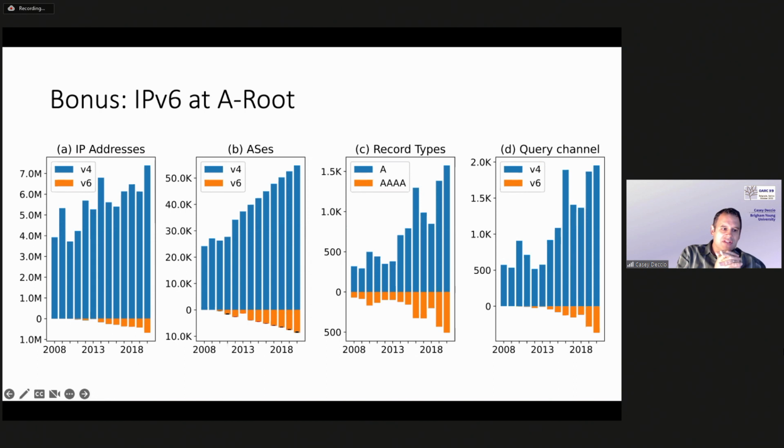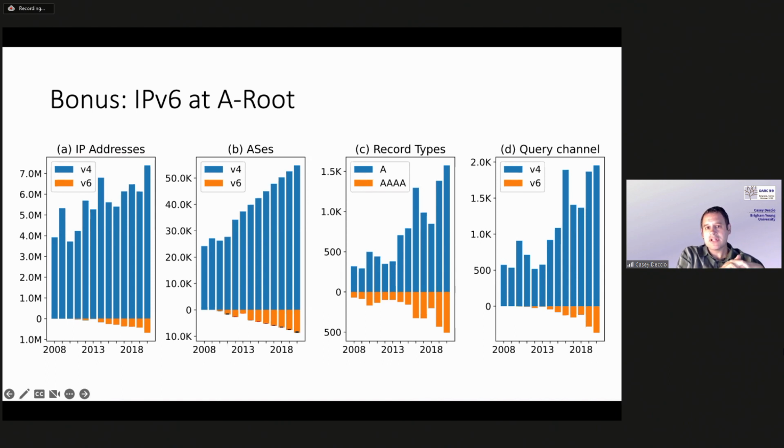And you can see that in terms of IP addresses on the far left, meaning client IP addresses querying the root, they're still really, really small, even though there's been some progress since 2010 or so. In terms of autonomous systems with at least one IP address querying, you see a little bit more of a presence there, but it still pales in comparison to the IPv4 client IP addresses.